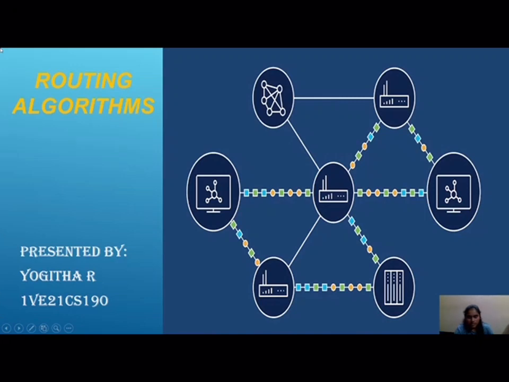Hello everyone. Today I am going to discuss routing algorithms, which comes under the subject computer networks.